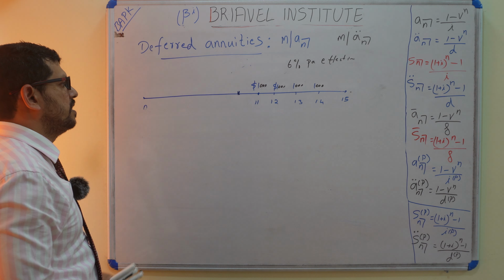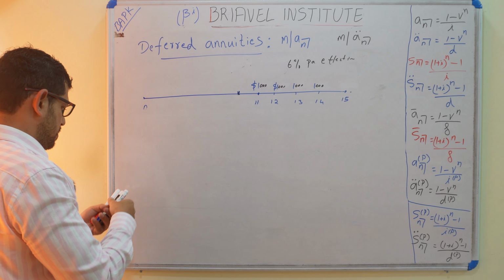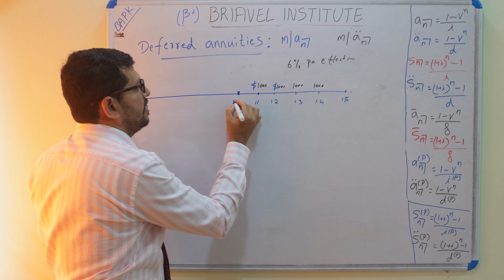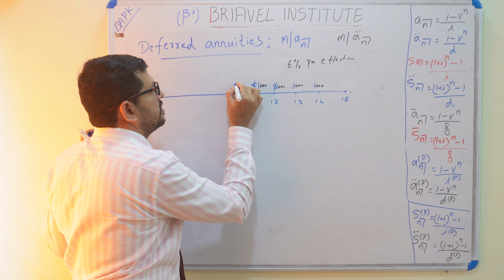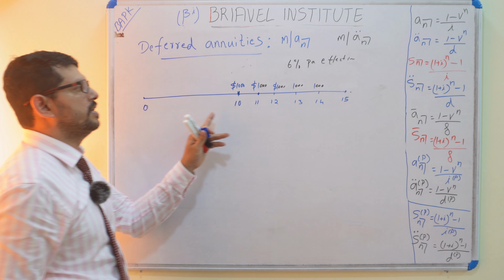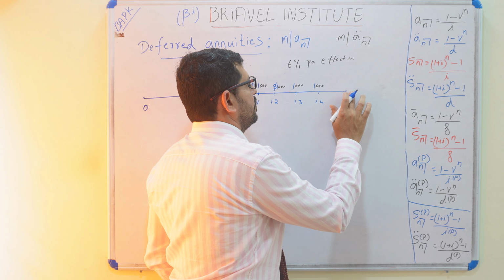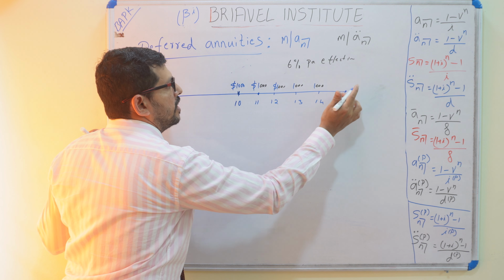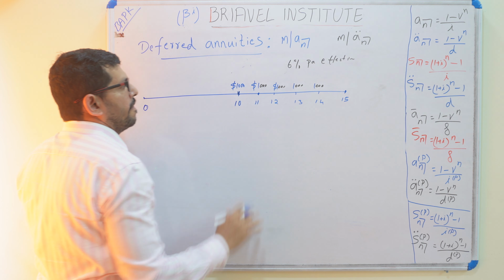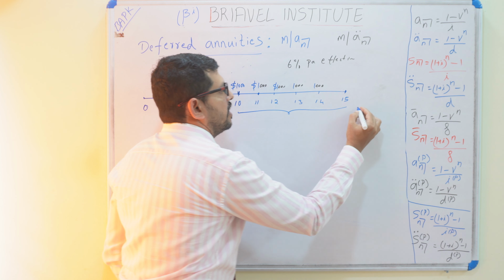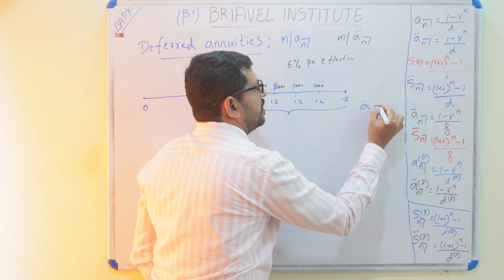So it is the 10th year, it is deferred. So 10 years is deferred. Now you see 0 to 10 years, but from the 10th year the payment has started. From the 10th year onwards the payment is started, up to 5 payments. The 14th year is paid, up to 15 years we will consider. So this one we can write as a due n.